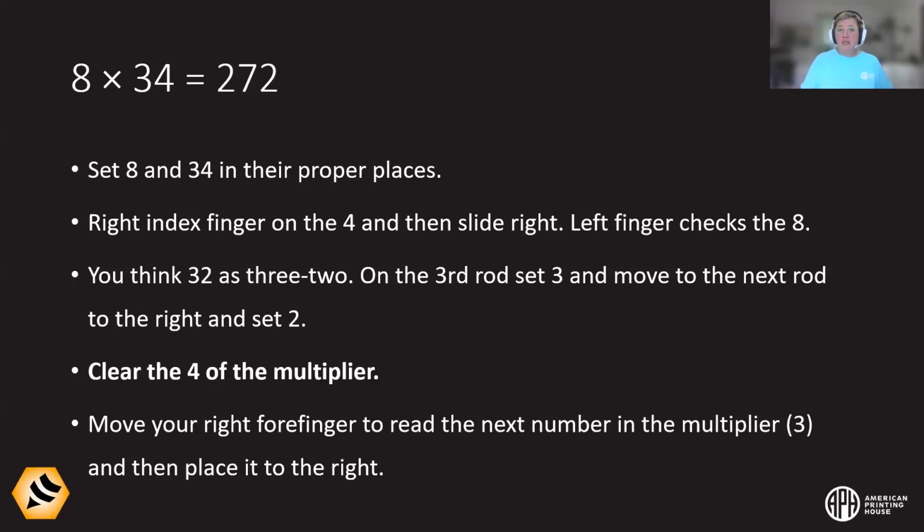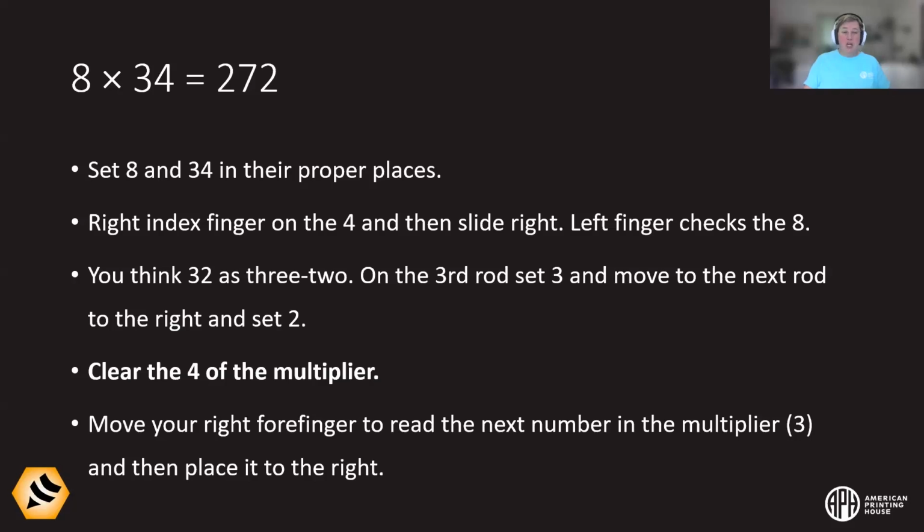The right index finger on the 4, slide it to the right, you check the 8, and you say, okay, what am I multiplying times the 4? 4 times 8 is 32. Set the 3, move my finger over, set the 2, clear the 4. Then you're going to move your right forefinger to that 3. And so far, so good.